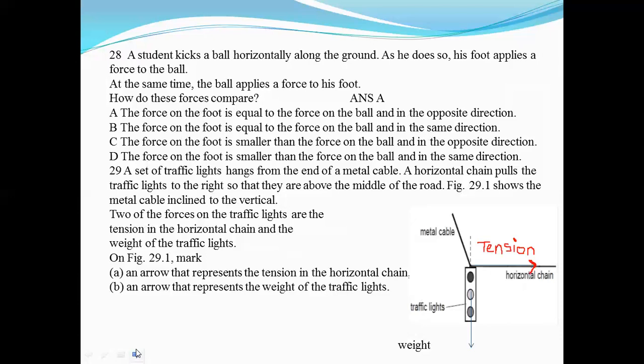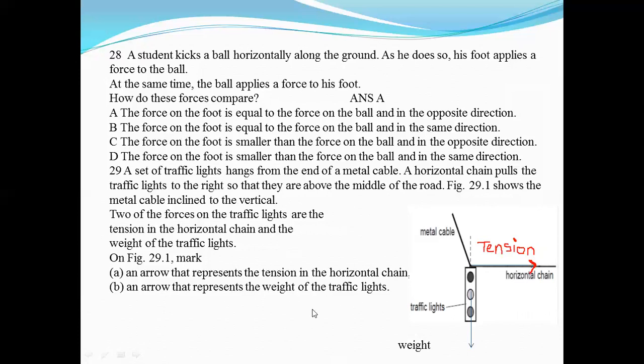Question number 29. A set of traffic lights hang from the end of a metal cable. A horizontal chain pulls the traffic lights to the right, so they are above the middle of the road. The figure shows the metal cable inclined to the vertical. Two of the forces on the traffic signals are the tension in the horizontal chain and the weight of the traffic light. On the figure, Part A, mark an arrow that represents the tension in the horizontal cable. This is the horizontal cable. Tension will be shown towards the right.